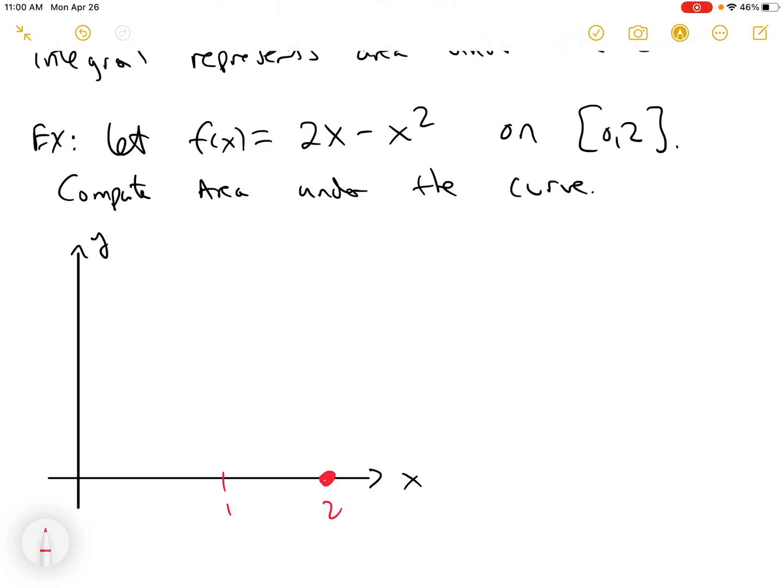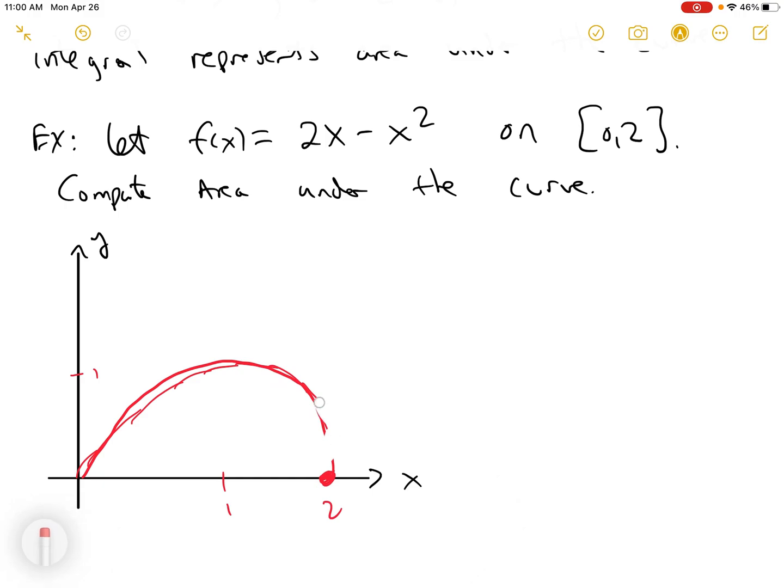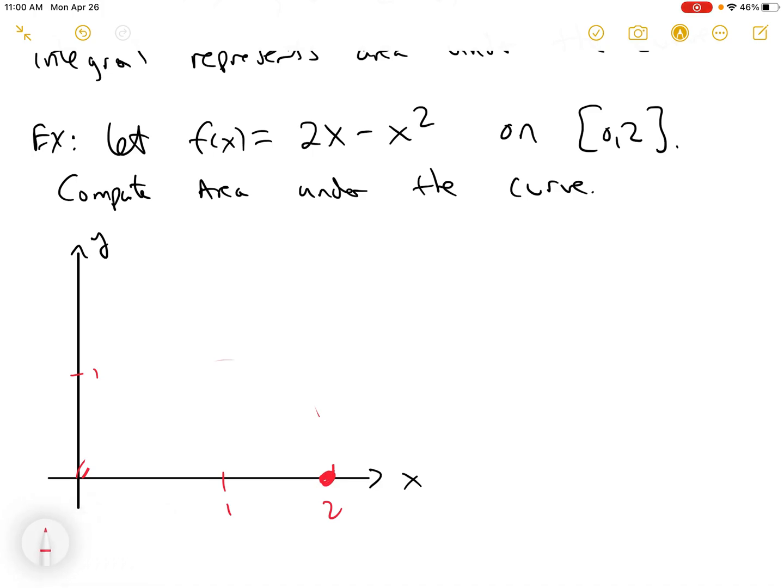And at the vertex is that 1. Oops, a little crooked, but at least it's positive. It's positive. Come on, you can do better than that. Wish there was a parabola drawing tool. There it is. Okay.